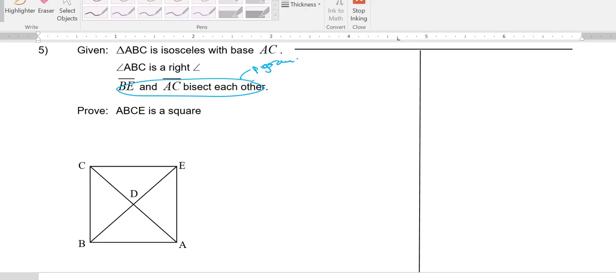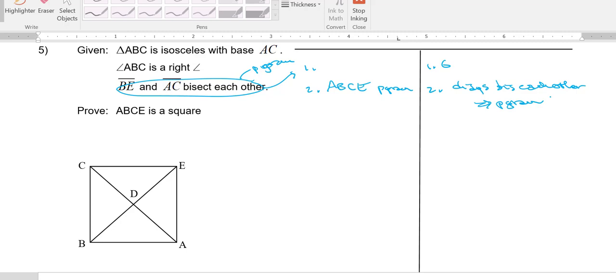Okay, so I'm going to put this here in step 1, that's given. Step 2 is I'm going to have a parallelogram, so ABCE is a parallelogram. And again, that's just one of the ways to prove a parallelogram. So diagonals bisect each other is going to give you a parallelogram.